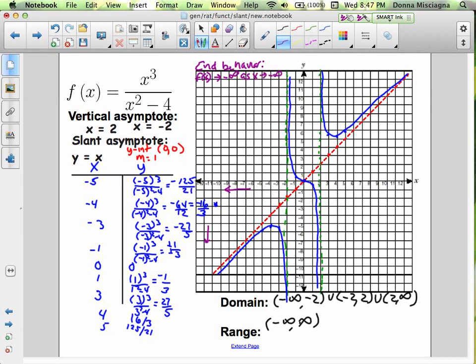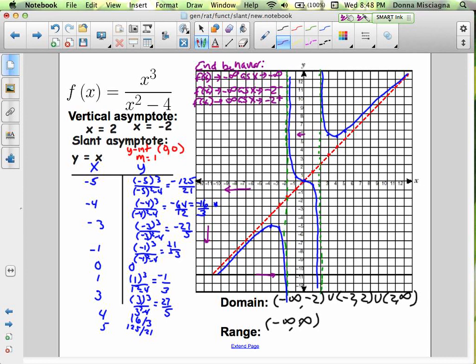Then we get to the asymptote, and notice that as we approach -2 from the left-hand side, our function is approaching -∞. So f of x approaches -∞ as x approaches -2 from the left. But if we're coming from the right-hand side, then the graph's approaching infinity. So f of x approaches infinity as x approaches -2 from the right.